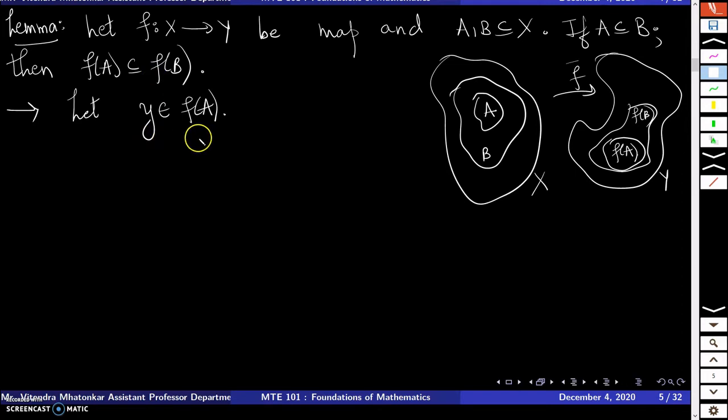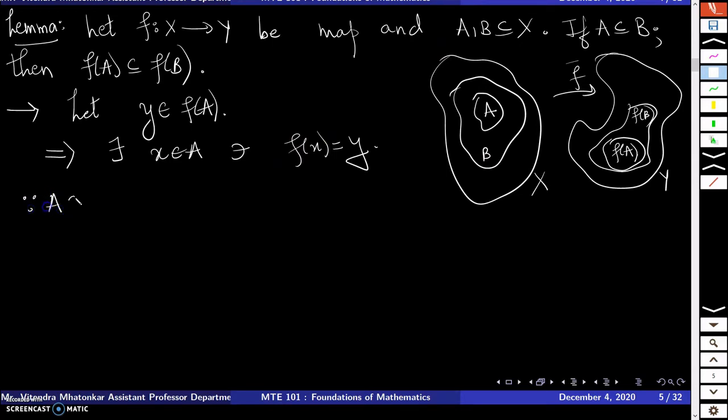Now because y is there in f of A, by definition y will be equal to f of x, where x is some point inside A. So y is there in f of A, that means there exists a point x in A such that f of x is equal to y, right? So we have produced a point inside the set A now, but A is a subset of B.